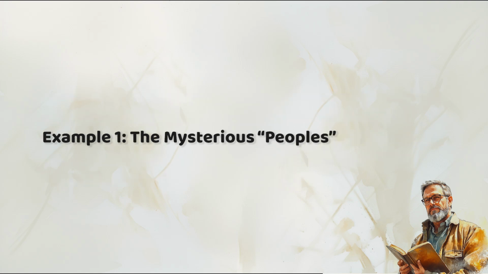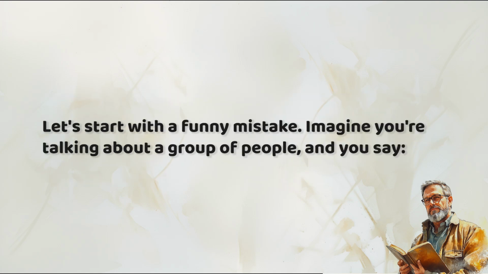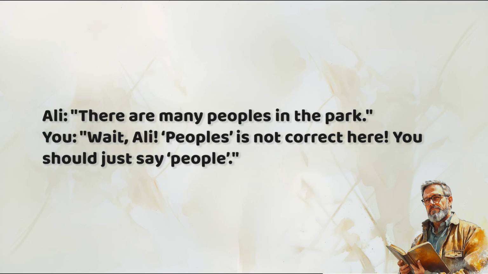Example 1. The mysterious peoples. Let's start with a funny mistake. Imagine you're talking about a group of people, and you say, Ollie, there are many peoples in the park. Wait, Ollie. Peoples is not correct here. You should just say people.